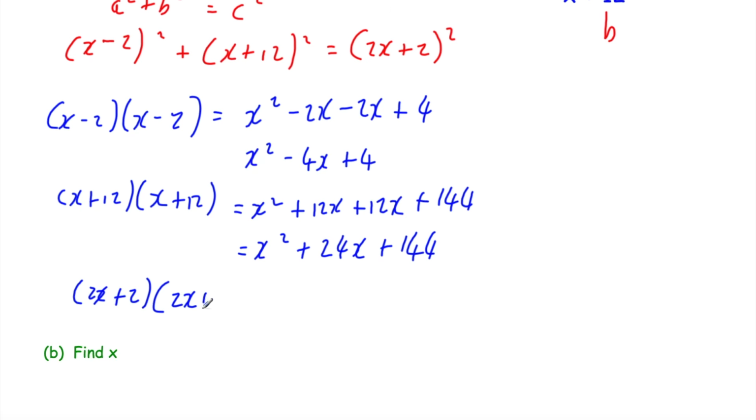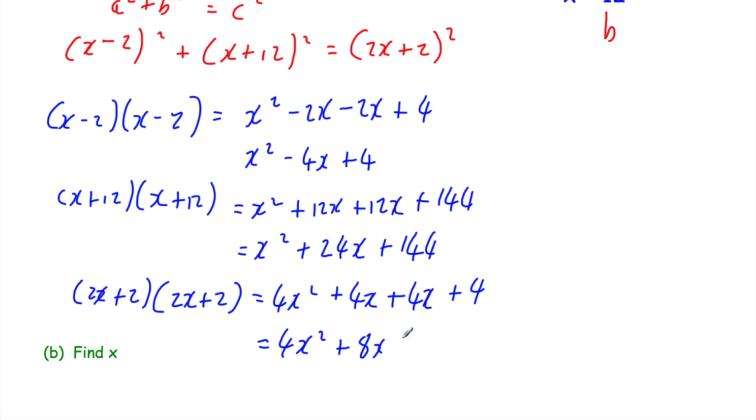And then finally we had 2x plus 2 squared, so 2x plus 2, and then in brackets 2x plus 2. Okay, 2x times 2x is 4x squared. 2x times 2 would be plus 4x. 2 times 2x is plus 4x again, and 2 times 2 is plus 4. And then if we simplify the terms in the middle, we're going to get 4x squared plus 8x plus 4. Okay, so that's fantastic. We've expanded our brackets.